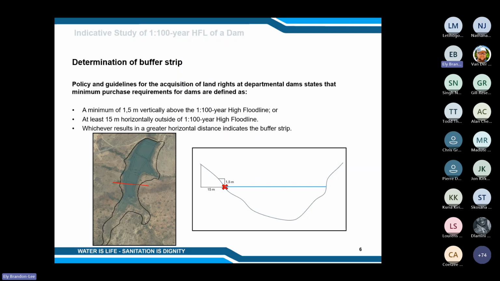For example, if you were to take a cross-section of your dam, as indicated by the red line on the figure on the left, it will look something like the figure shown on the right, where the blue line represents the maximum level of water in the dam caused by the 1 in 100-year flood. From this water surface elevation, you will go 1.5 meters vertically upwards or 15 meters horizontally outside of the water level and choose the buffer strip based on whichever of the two results in a greater horizontal distance. It can be seen from this example that the 15 meters results in a greater horizontal distance and will therefore indicate the position of the buffer strip.